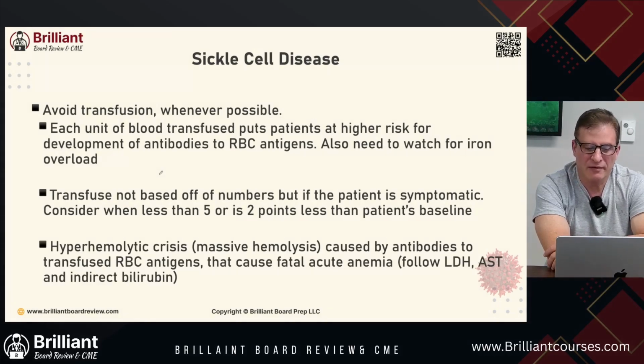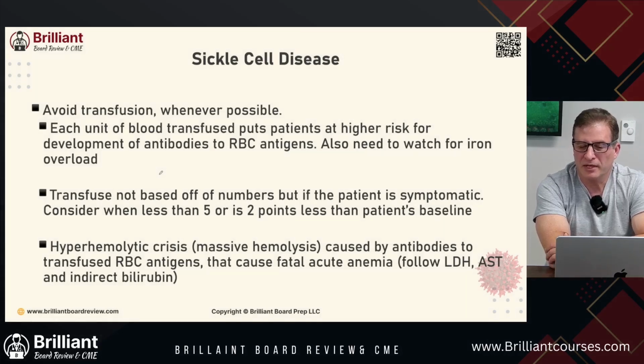And we can have a hyperhemolytic crisis, massive hemolysis caused by antibodies to the transfused RBC antigens, and cause fatal acute anemia. So what would we follow? The LDH, the AST, and indirect bilirubin. Also the hepcidin.